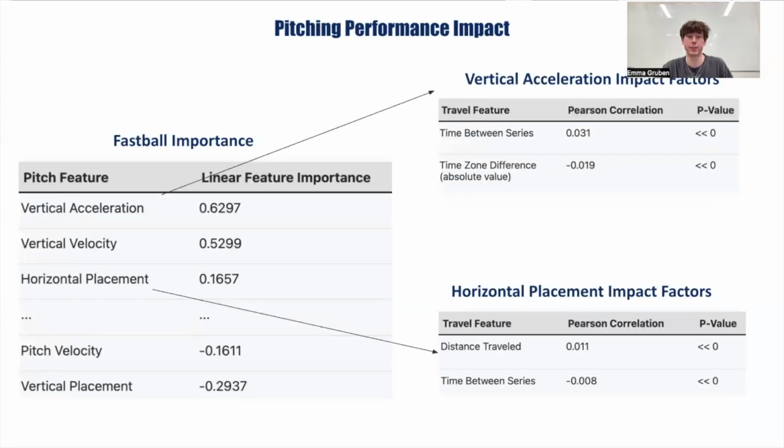We're going to look at the impact of travel on these important factors. So for pitchers specifically, the impact on vertical acceleration, which we saw was very important in making a fastball successful, is dependent on the time between series and the time zone differential, but we can see very small correlations in these points. However, with so much data and very bona fide results, we can see a p-value that suggests significance. This was a trend throughout our data as we looked at importances and weights in multiple facets.